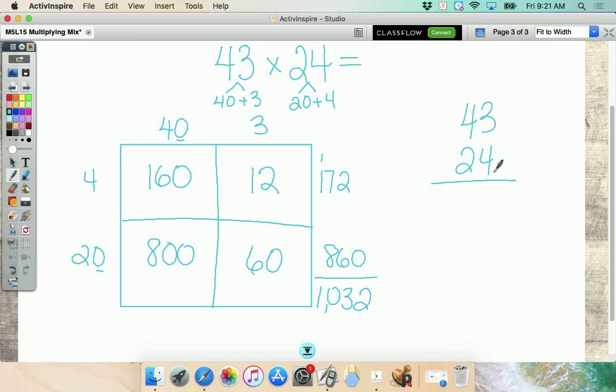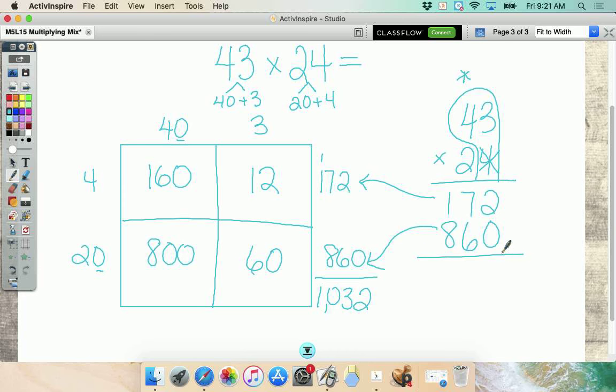43 times 24. You don't have to write this. And lo and behold, that matched. X's and O. Lo and behold, that matched. Then we added up. And what did we get? Okay, that's how you learned the area model this year. Are you with me? Okay, so now what I want to do is I want to go over to the next box. And I want to practice the area model from yesterday.